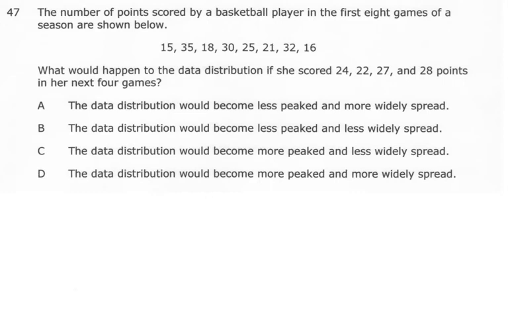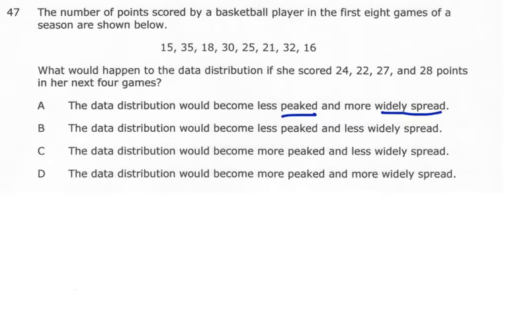Alright, number 47. The number of points scored by a basketball player in the first 8 games of the season are shown below. What would happen to the data distribution if she scored 24, 22, 27, and 28 points in her next 4 games? And look at all those answer choices. They're using the word peaked and widely spread.